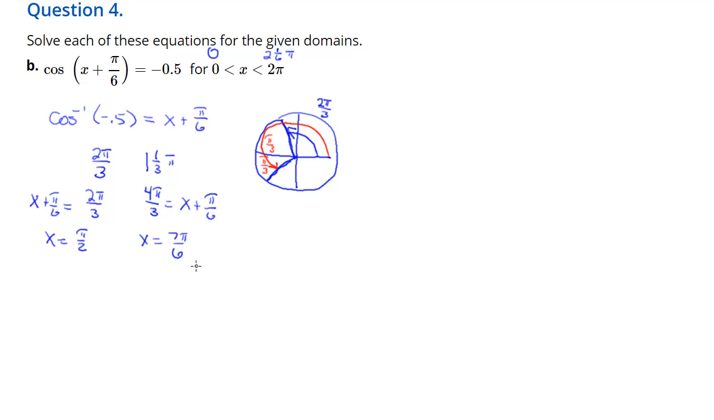I've got to make one last look, I guess, to make sure that my answers are within the domain they established, and they are, and I'm good to go.